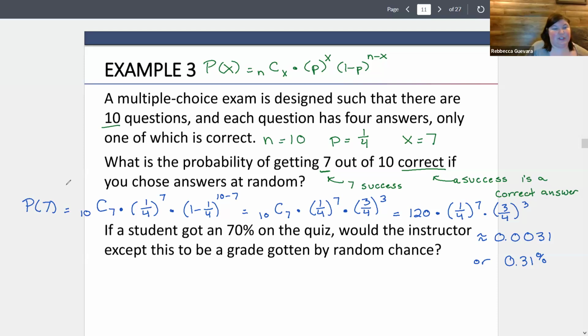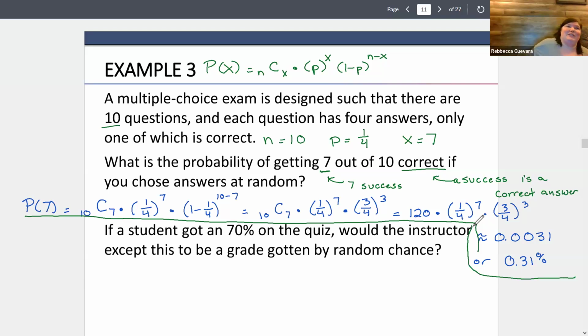The next question is going to lead us to where this is all going in the end. The primary reason we want these probabilities is that a lot of times what we're looking for is what we expect to happen and what we do not expect to happen. Unexpected things can happen, but because they're not expected, we tend to ignore them, because we're trying to make a good judgment based on the math. So if a student did get a 70 on a test, would the instructor expect that grade was gotten by random chance? I would say no.